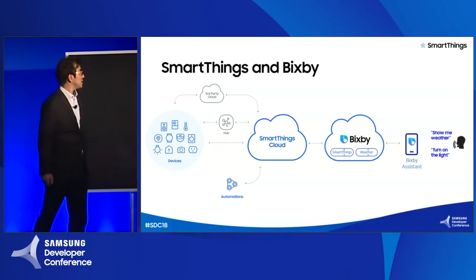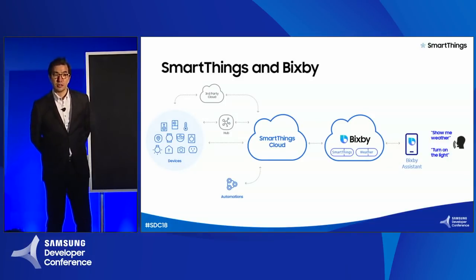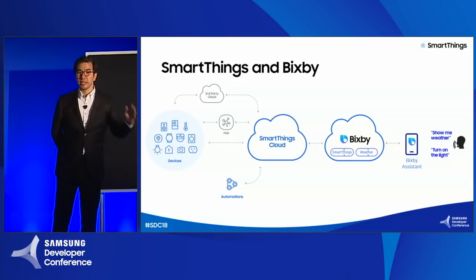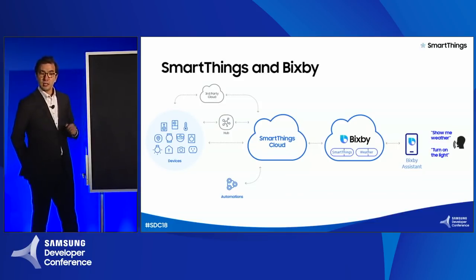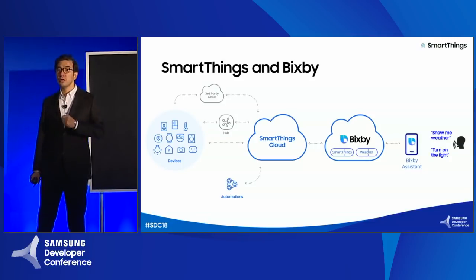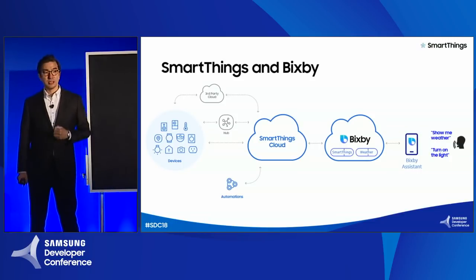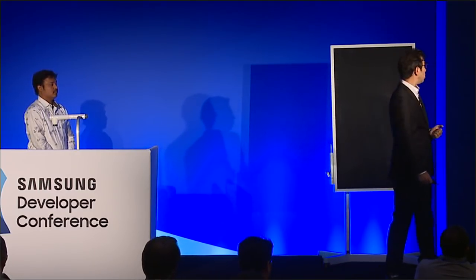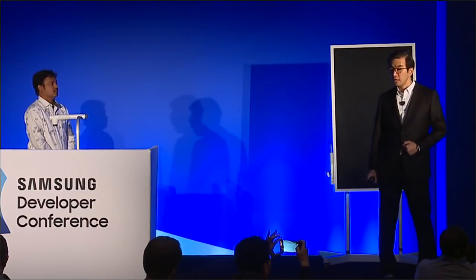So on the left-hand side, there's a SmartThings cloud, and there are IoT devices connected to SmartThings in very different ways. Some devices are connected through a third-party cloud, through the cloud-to-cloud connection. Some devices are connected through the SmartThings hub, devices like Zigbee, Z-Wave, or some LAN-connected devices. Also, there are some devices that are directly connected to the SmartThings cloud.